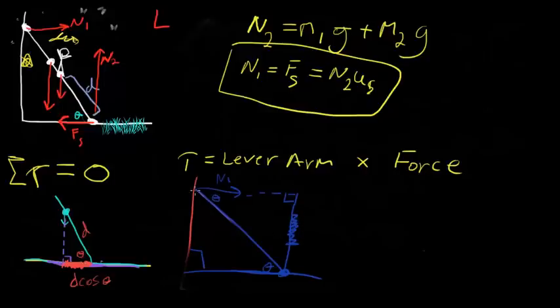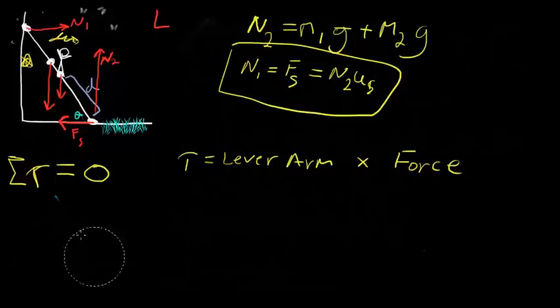Now, can I use cosine for that? No, because cosine is going to give me this line. I don't want that line. I need this line. We're going to have to use sine. So we know that our third and final lever arm is going to be L, because this is the length of the entire ladder, L sine theta. So now, let's go ahead. I'm going to erase a lot of stuff here, so if you need to copy anything down, please pause the video.